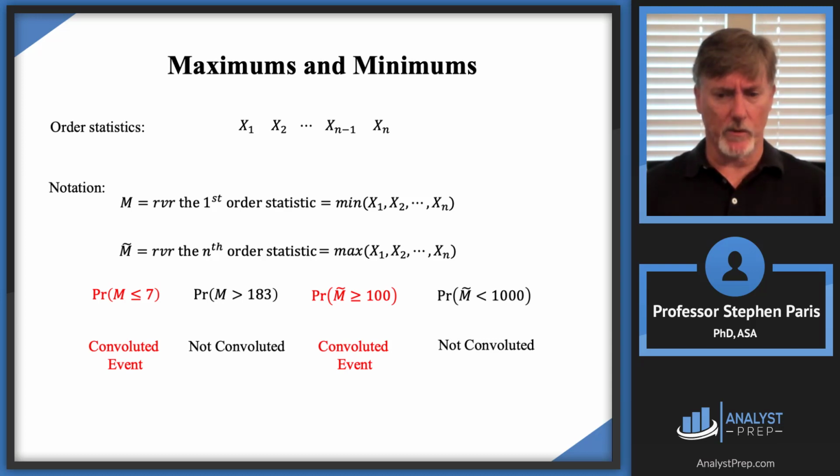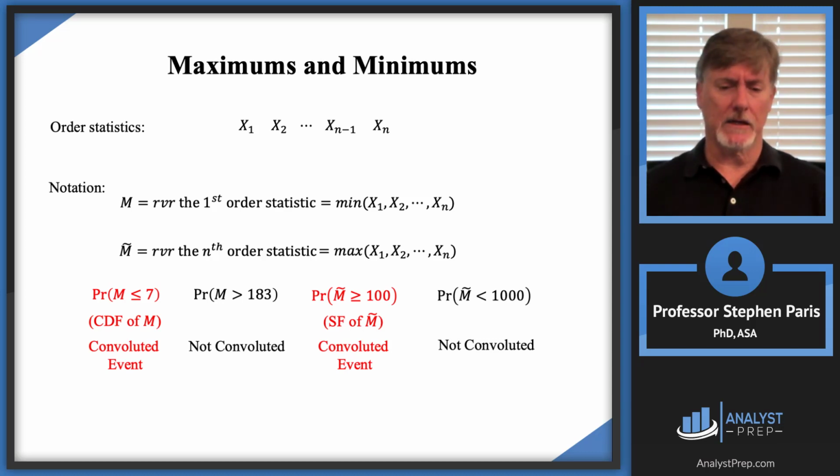And the other thing I want to recognize is that if you look at the probabilities in red, that first probability involving the minimum is actually the cumulative distribution function of the random variable cap M, and then for the probability that cap M tilde is greater than or equal to 100, that convoluted event, well, that's actually the survival function. The event is actually the survival function of the maximum random variable.